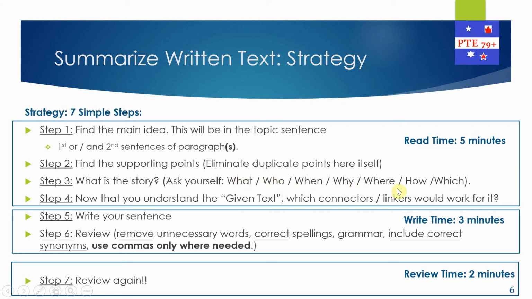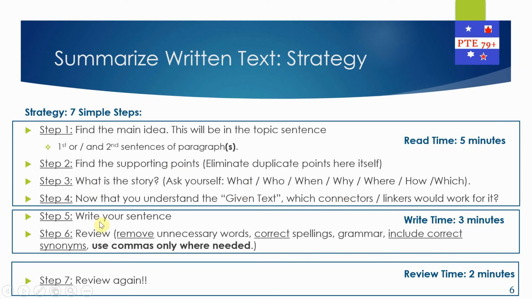Ask yourself: what is happening, who is doing what, when did it happen, why is it happening, where is it happening, how things are changing in the paragraph, which things are related. If you ask these questions, you will understand the main idea of the passage and figure out some supporting points. Once you have the understanding, the next thing is which connectors we will use to form our sentence. I'll show you some connectors. So that is what we need to do in the first 5 minutes.